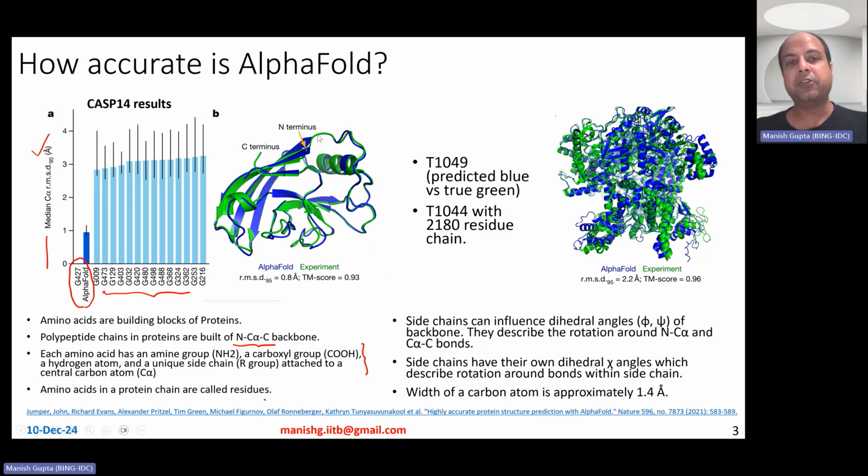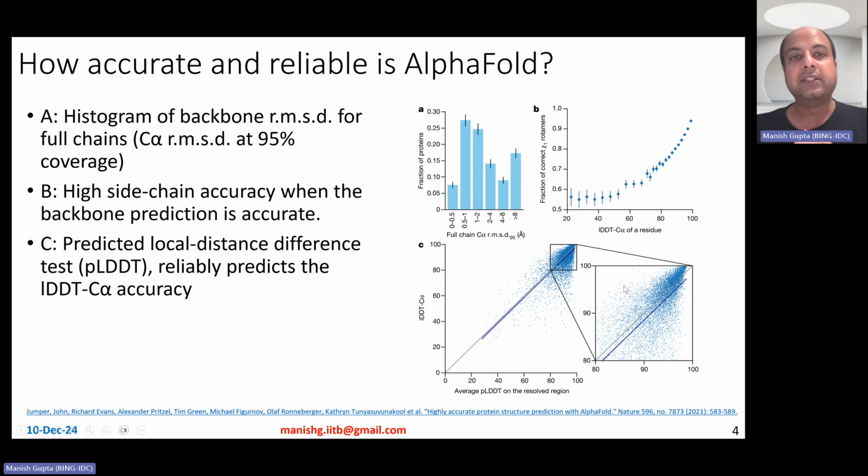Okay. So what you can see here are these two proteins shown in the figure on the right side. The predicted one is the blue one and the true one is the green one. As you can see, it can predict with very good accuracy, not just for smaller chains, but this particular one on the right side contains 2180 amino acids, or 2180 residues. And look at the accuracy: the root mean square deviation is 2.2 angstrom, which is pretty good. Okay. So further, how accurate and reliable is AlphaFold?